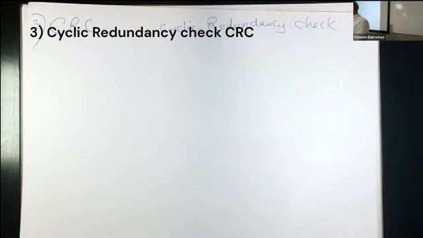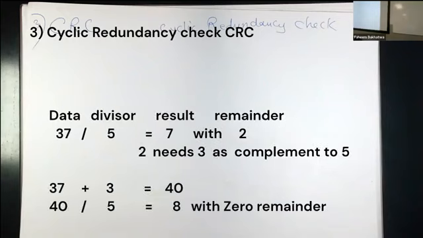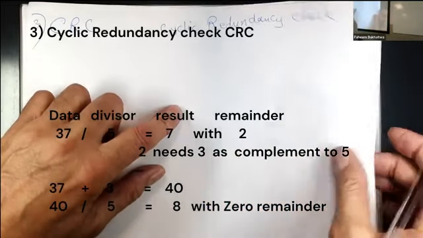So, for example, you take your data, imagine your data is a number, you divide it by another number, and you get a remainder. We add to your number whatever complement is needed to make it divisible. What does that mean? I'll say it in mathematics.